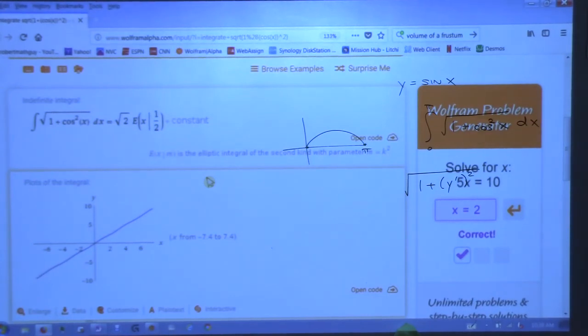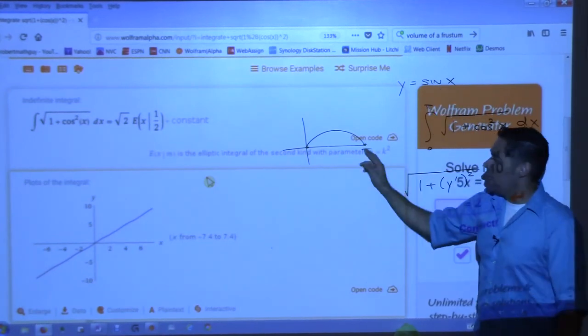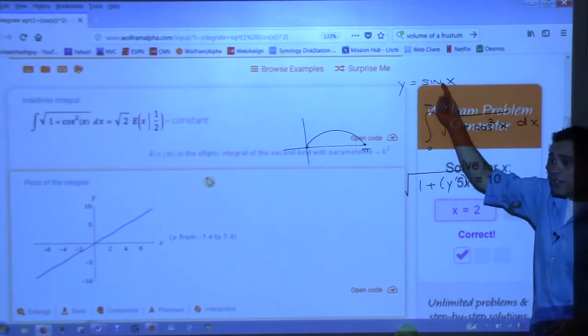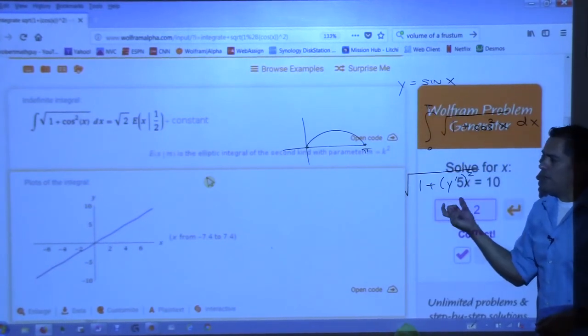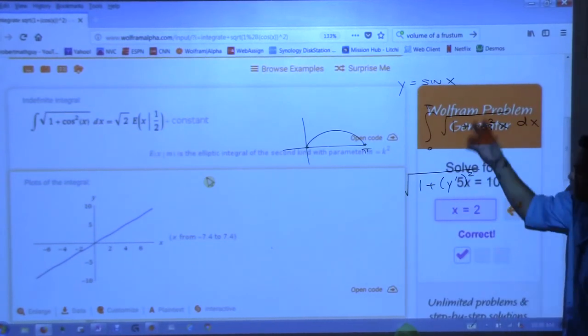I guess the moral of the story is that something as simple as sine x, finding its arc length, is not that easy. So we have to be very careful on how we pick our functions here, or else we're not going to be able to integrate them. So the examples I do in class, next class, you'll see that we have to just pick our functions carefully.